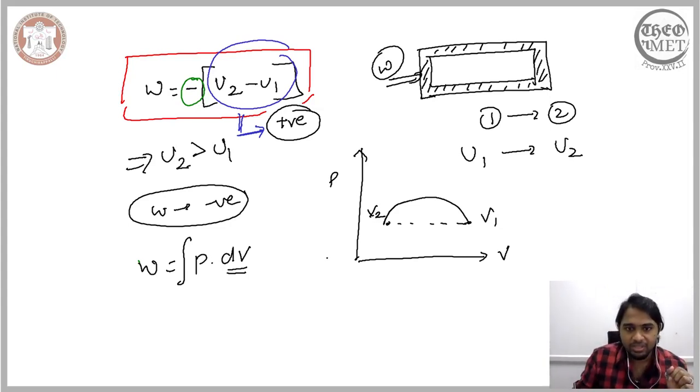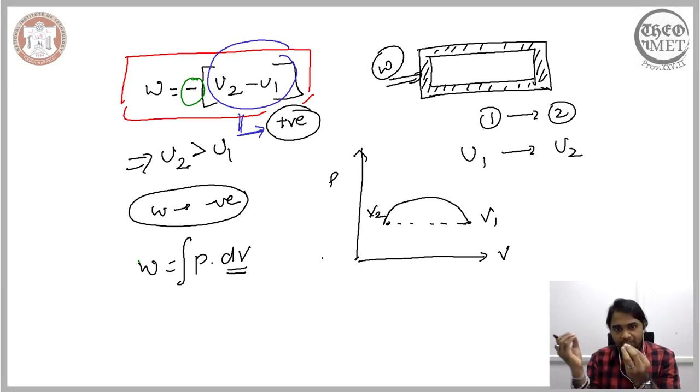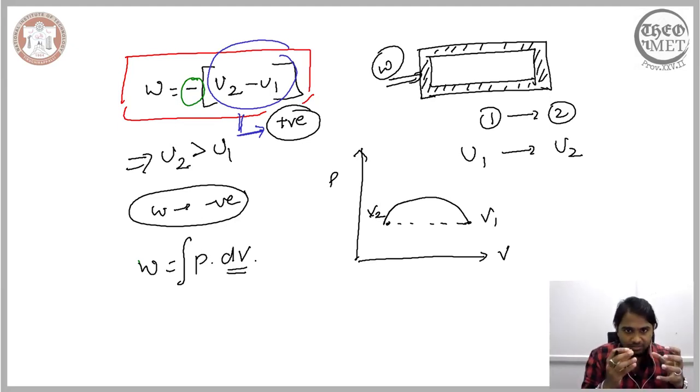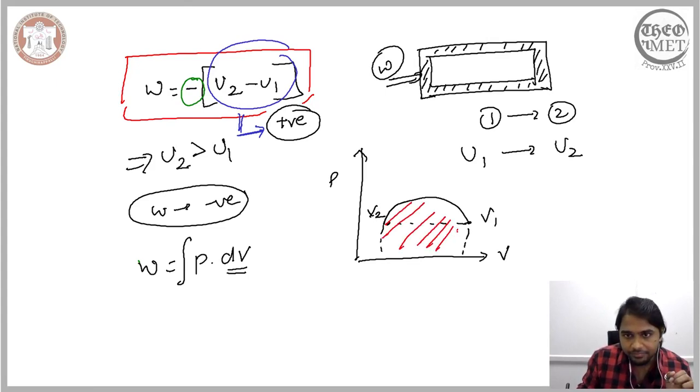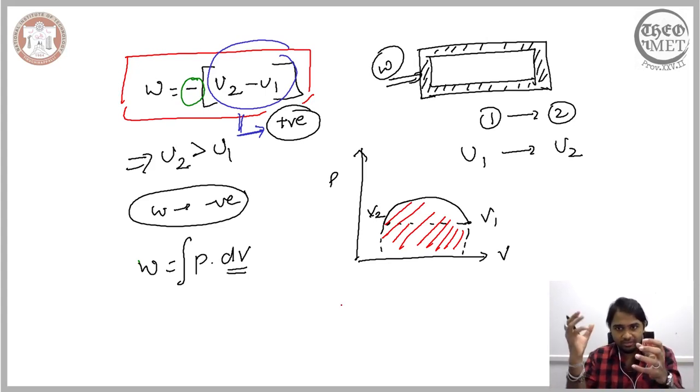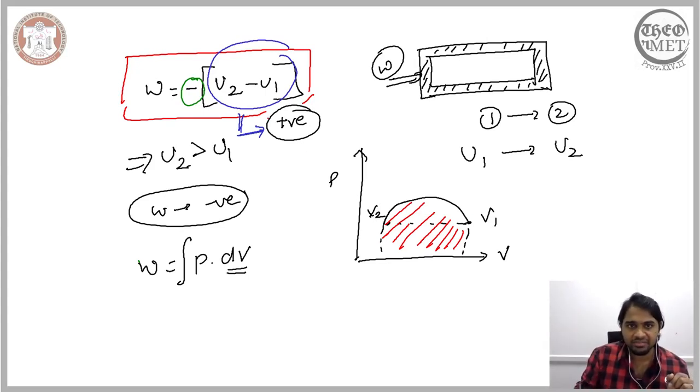So initially, in our previous assumption, PdV was the difference between V2 and V1, the final state and the initial state. Now, if you consider the meaning of this integration in this framework, it quantifies the overall area within this curve. So essentially, we have two ways of reaching V2 from V1. One is a direct path.